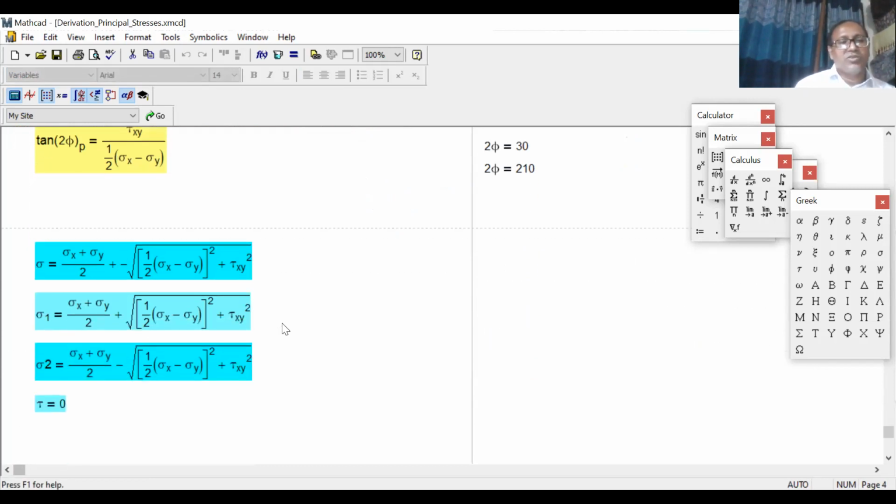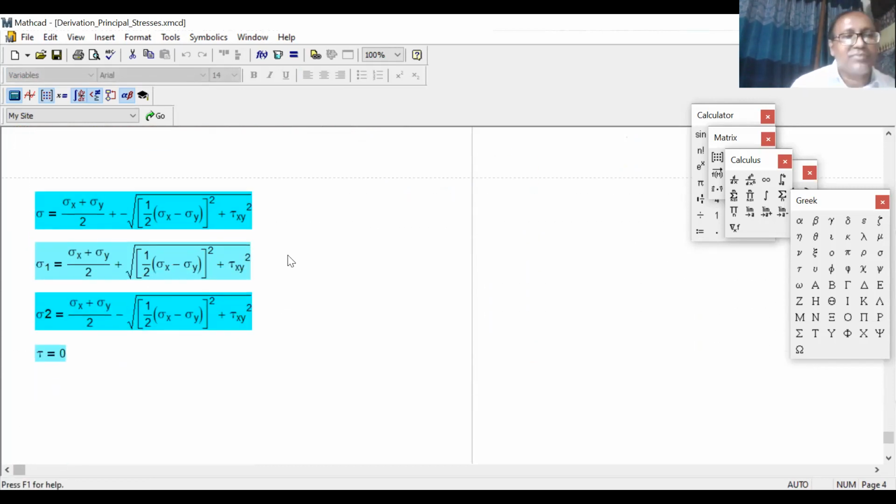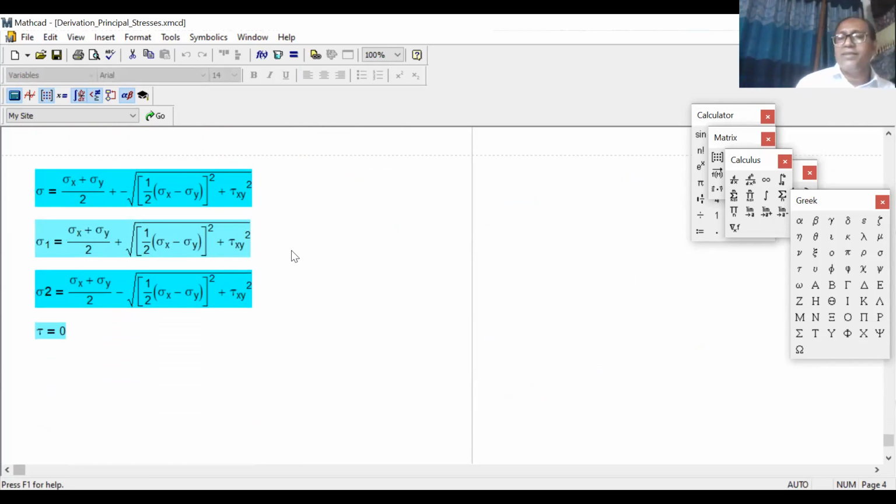Okay. So this one you are getting for the principal plane. Because any way you cut, there will always be two stresses, one normal stress and one shear stress.